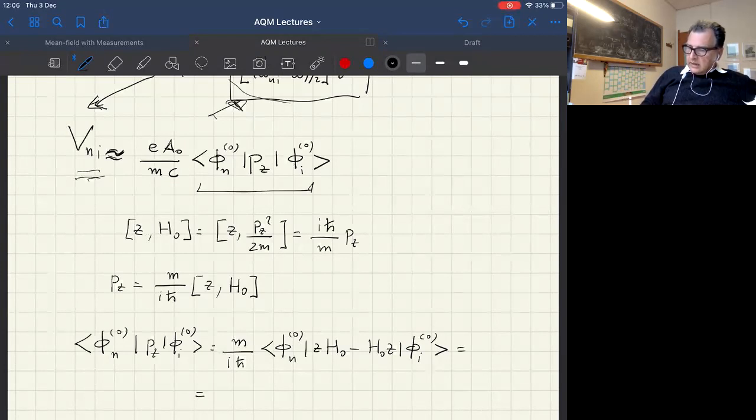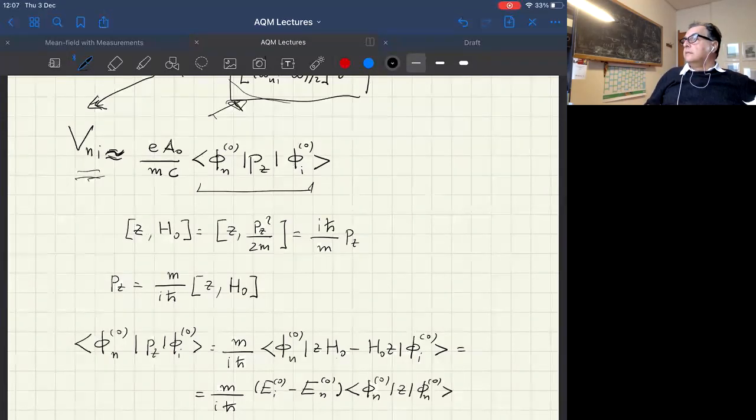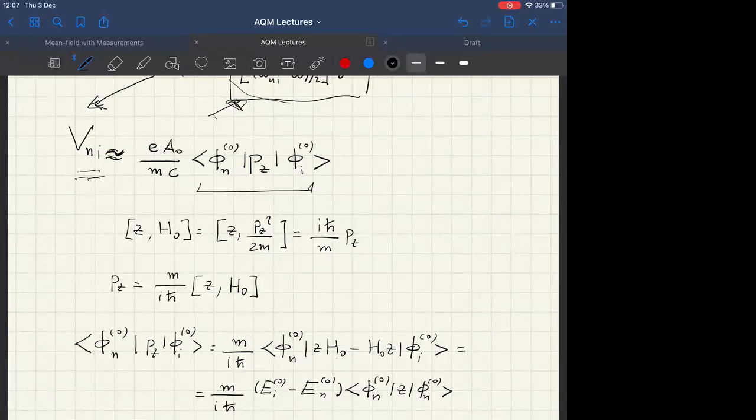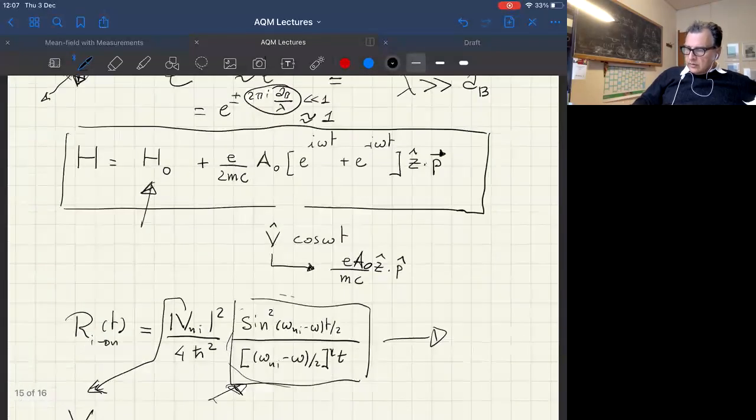But you see that now it's easy to apply. So what I have to do is m over i h bar. Then you see that when I apply H0 to phi zero of I, I will get E0 of I minus E0 of N, and then I have phi zero of N, Z, phi zero of I. Right? Yes. Okay. Very good.